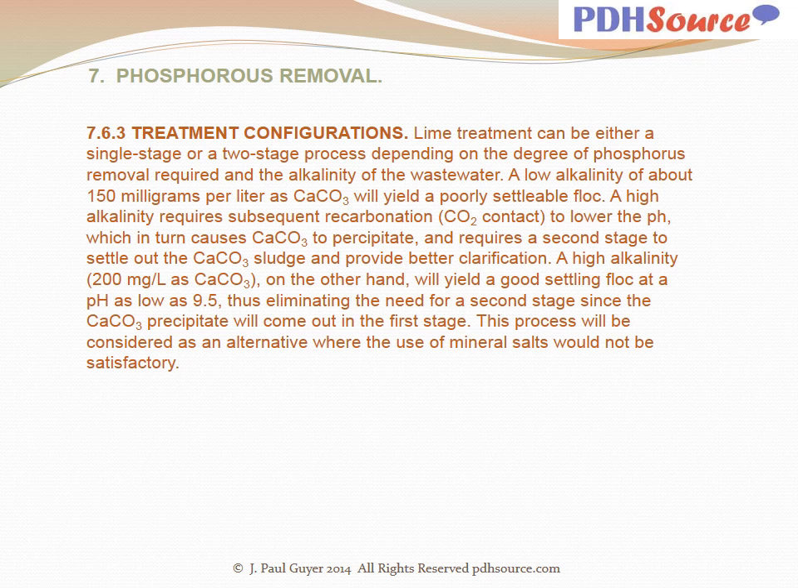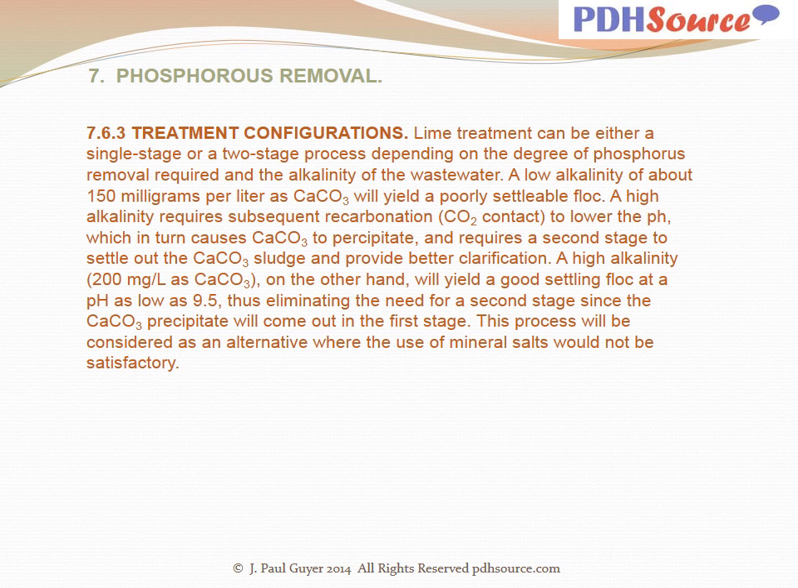Lime treatment can be either a single stage or a two-stage process, depending on the degree of phosphorus removal required and the alkalinity of the wastewater. A low alkalinity of about 150 milligrams per liter as calcium carbonate will yield a poorly settleable flock. A high alkalinity requires subsequent recarbonation, CO2 contact, to lower the pH, which in turn causes calcium carbonate to precipitate and requires a second stage to settle out the calcium carbonate sludge and provide better clarification.